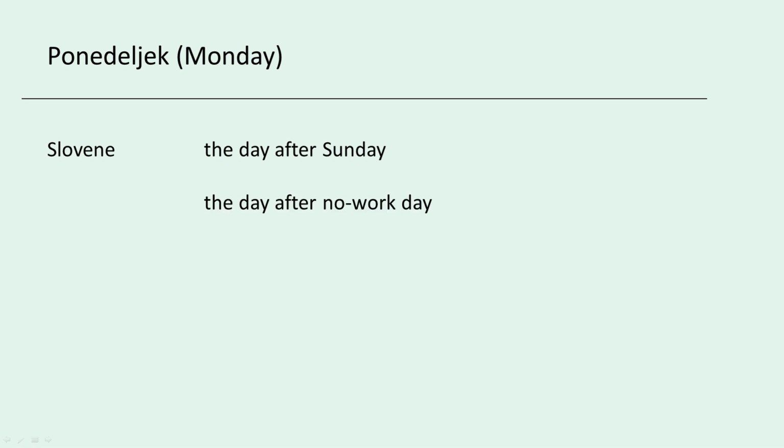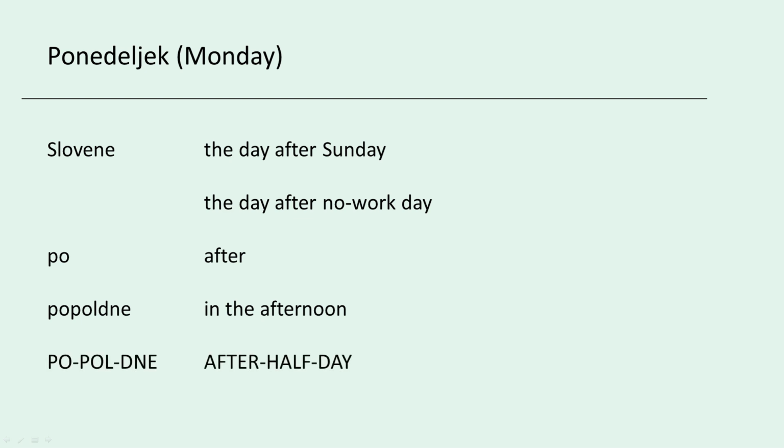Moving on to Monday, as we said, it obviously has something to do with Sunday. In Slovene and other Slavic languages, Monday simply means the day after Sunday, or the day after no work day. Po means after in Slovene. The word for afternoon, or in the afternoon to be exact, is popoldne, for example. We can break it down like this: po, dne, after half day. Anyway, ponedeljek is po nedeljek, or after Sunday.